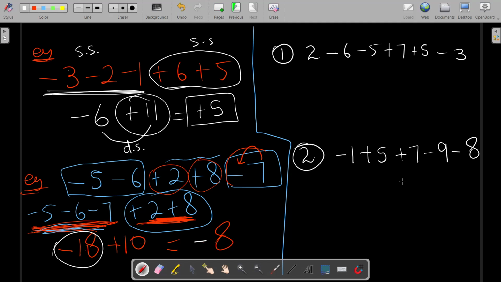Right, so let's go at this now. First one, right? You're going to rearrange the terms together. You can choose however you want to rearrange the terms. I'm going to rearrange the positive terms first. So I'm going to group my 2 and 7 and my 5 together. So I'm going to do plus 2 plus 7 plus 5, and I'll group my negative terms together after. Minus 6 minus 5 minus 3.